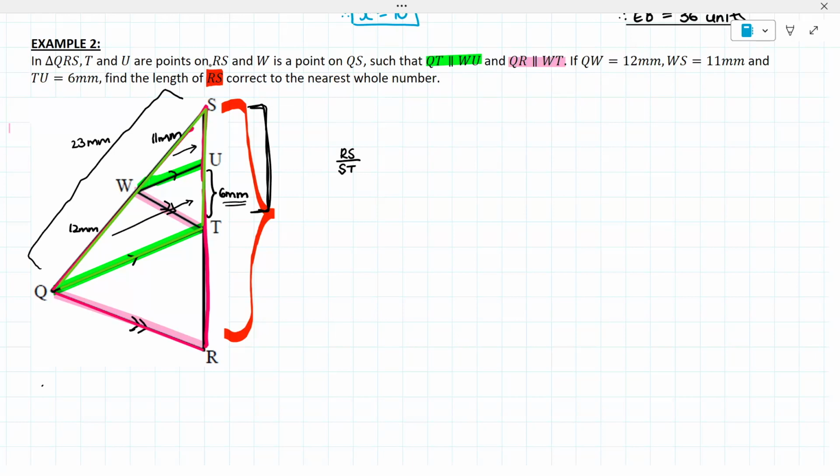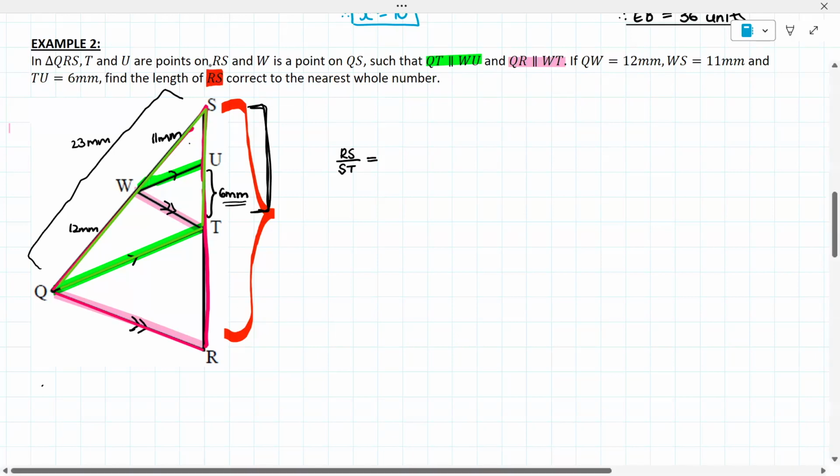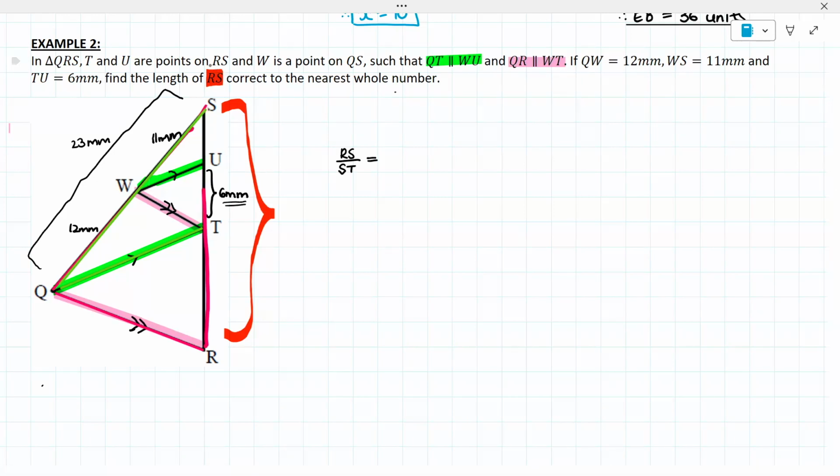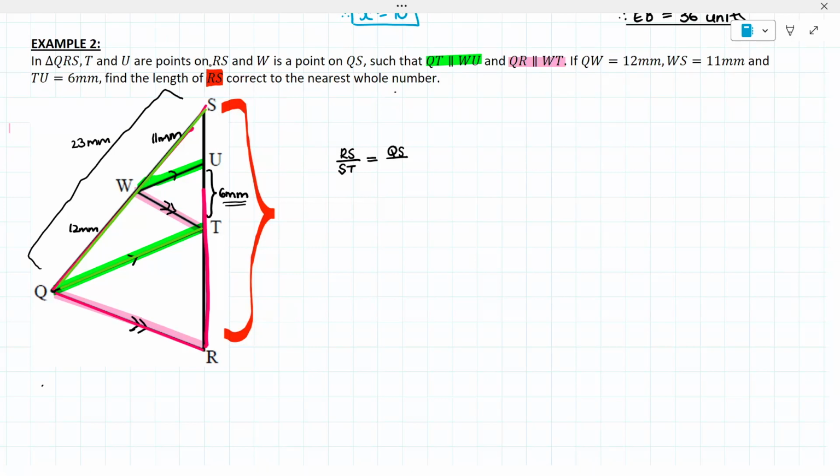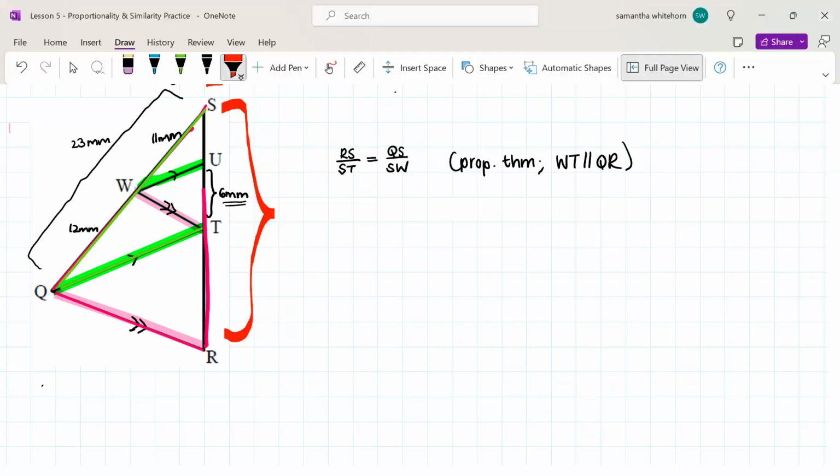So I'm going to go RS over ST is equal to, now in my pink triangle, I need to match up the sides that I'm working with. RS, the whole side length, matches up with the whole side length QS. And ST, which is the top segment in the pink triangle, matches up with SW. Remember your reason, and remember your parallel lines, WT parallel to QR. I'm going to say this again, because I know that this is not the easiest thing in the world to see.